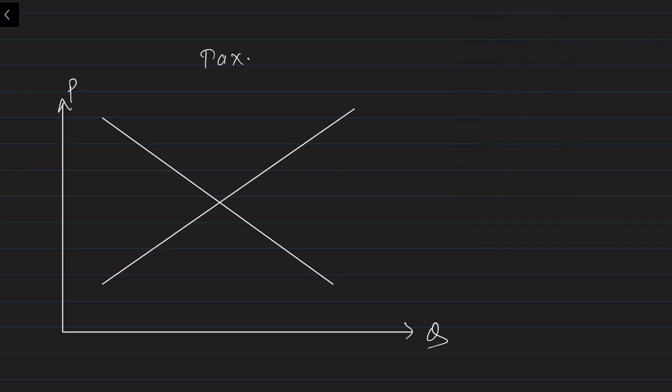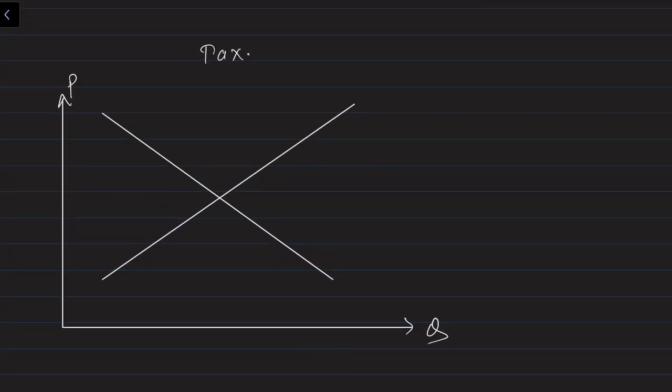Okay, so now let's say I impose a $1 tax on suppliers. So the supply curve will shift upward by exactly $1 because the marginal cost of selling for the supplier will increase by the sum of the marginal cost of production plus the exactly $1 tax. Okay, so the supply curve will shift upward by exactly $1. So it will shift upward parallelly.